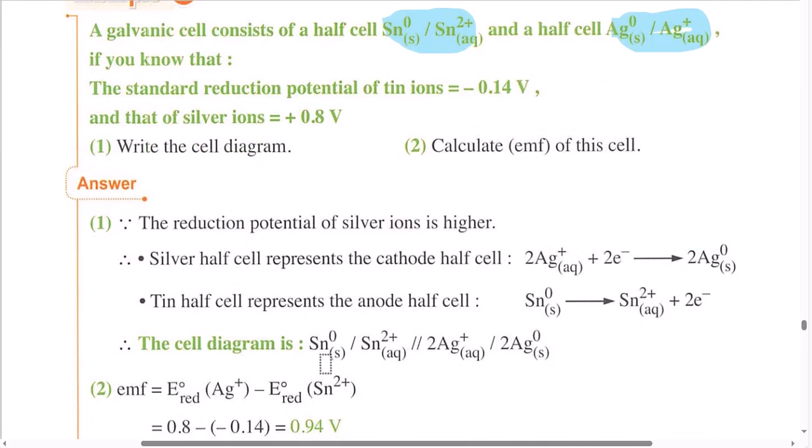And this is the diagram as we see here. The diagram includes the oxidation of tin from tin 0 to tin positive 2, and the salt bridge, then the reduction process, in which 2 silver positive ions are reduced to 2 silver atoms.